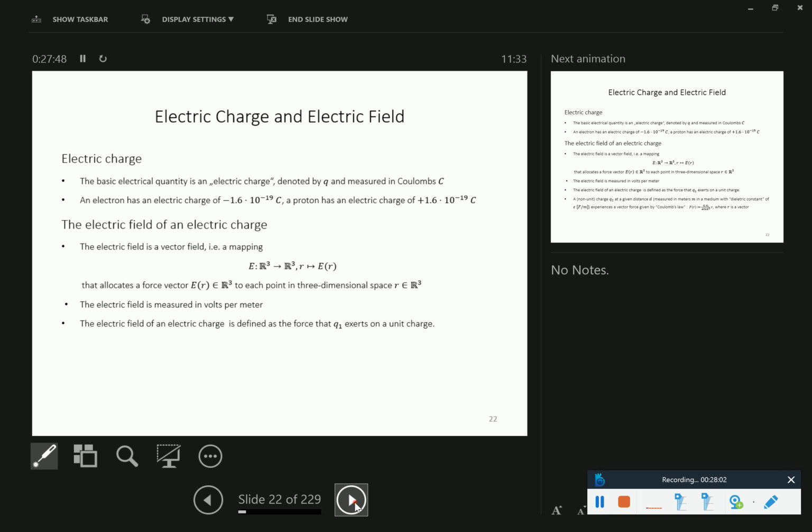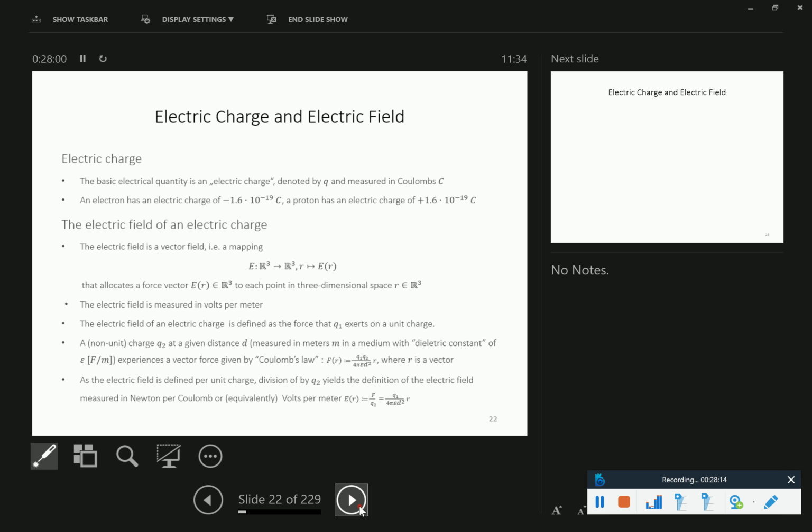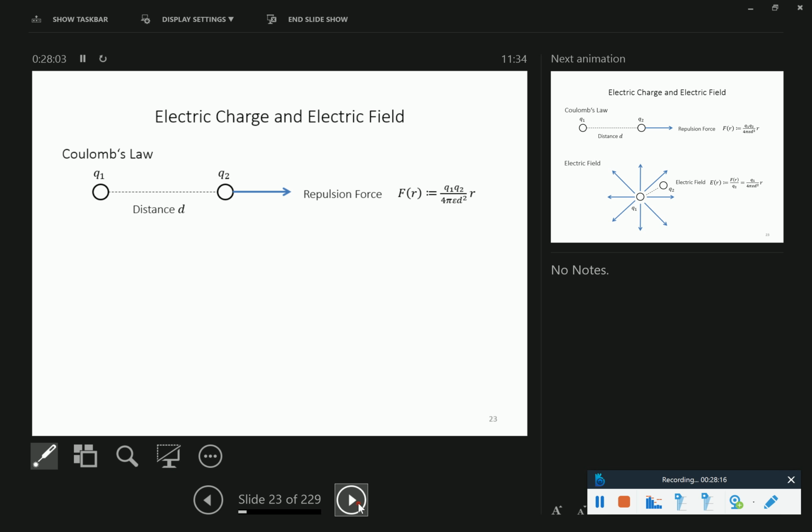and it's defined as the force that a specific charge exerts on a unit charge. Let's look at the example, and then I'll tell you what these formulas want to say. The basic thing here is what is the force that a second charge, what is called a test charge, is exposed to when there's a first charge. So Q1, this thing here, is the first charge.